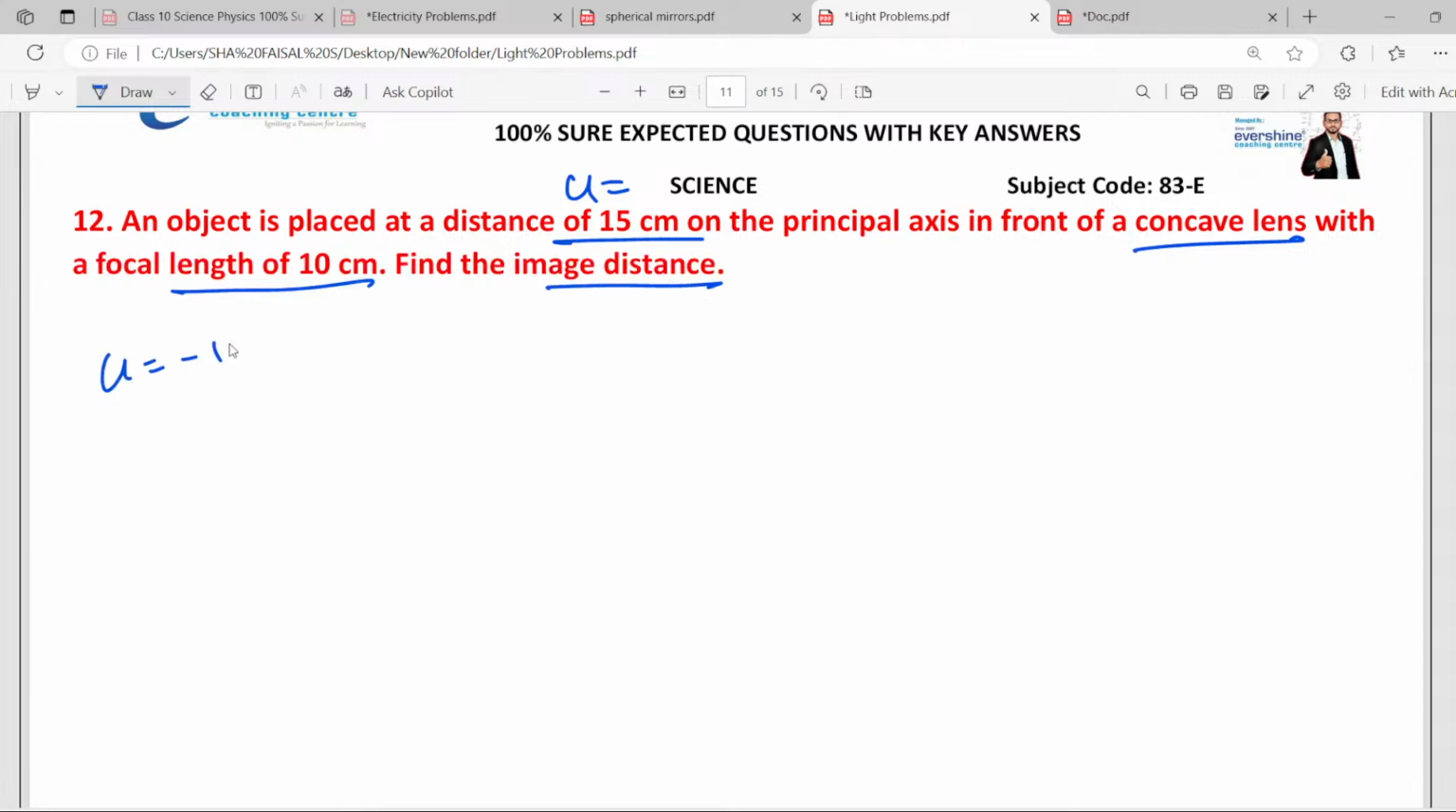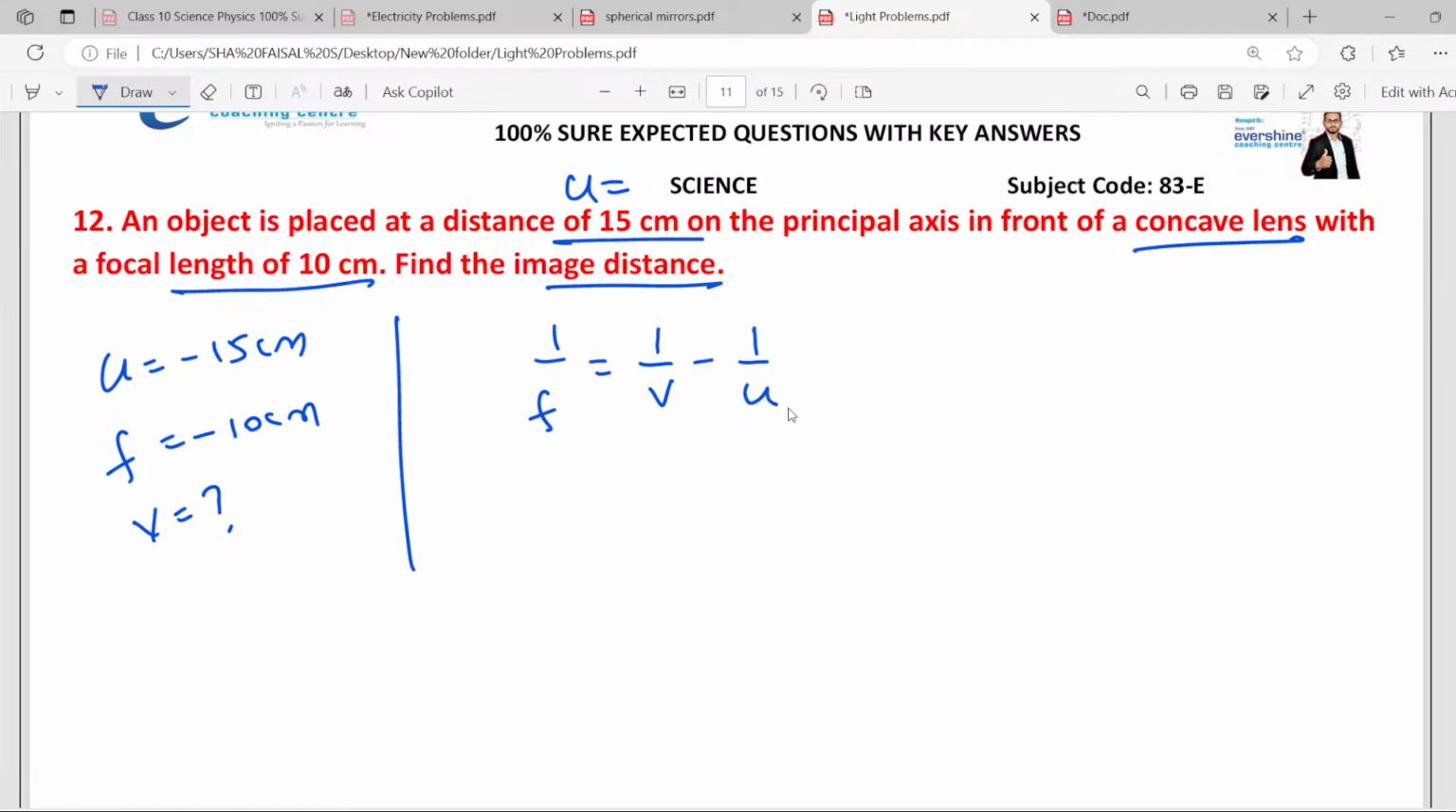So you should take minus 15. Right? Focal length is 10 centimeter. So we should take negative since it is a concave lens. And they are asking image distance. They are asking to find the value of v. So use the lens formula, 1 by f is equal to 1 by v minus 1 by u. Substitute the values here and find the value of v.